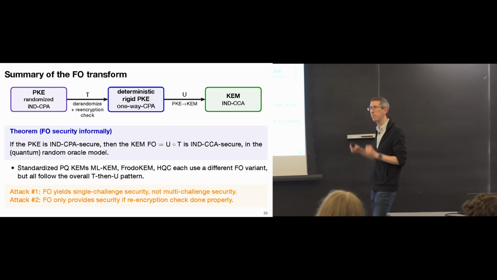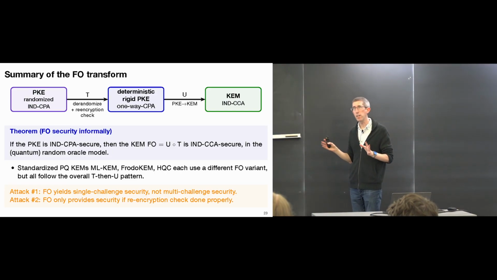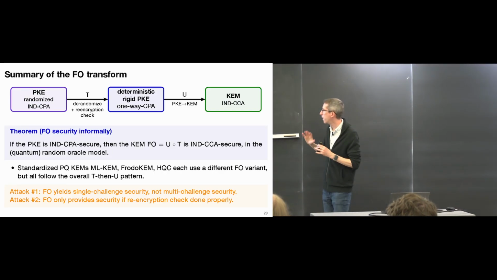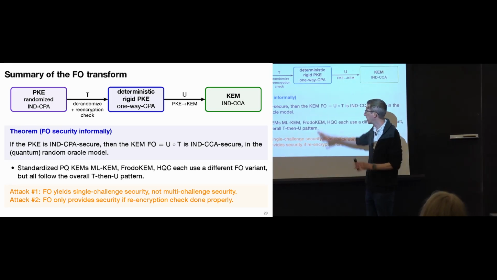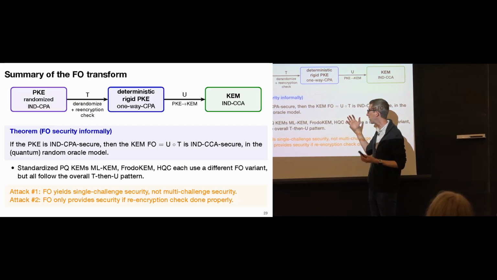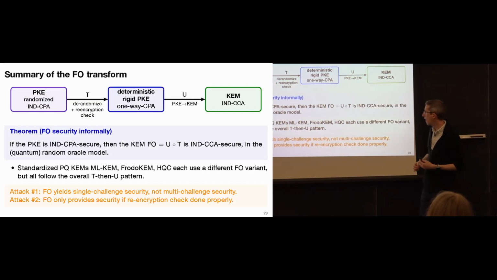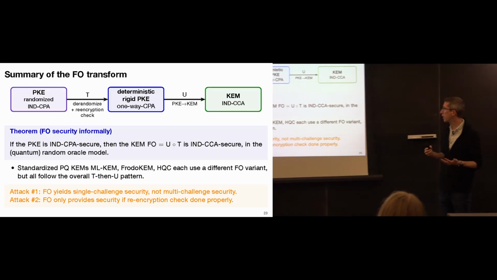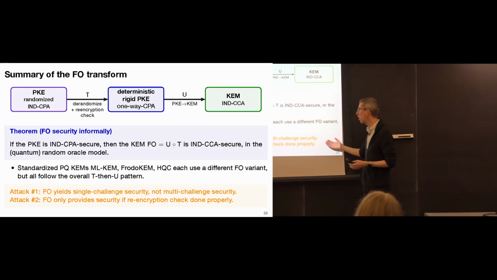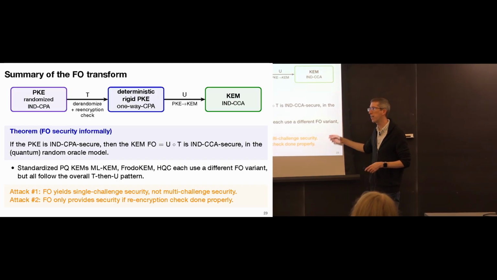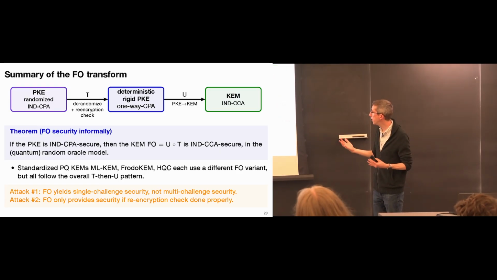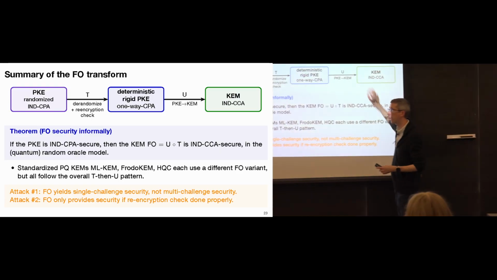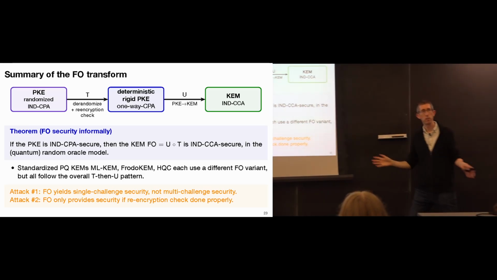Right. So putting our attacks in the context of this transform, remember the first attack was against multi-challenge security. Everything I've done so far only talks about single challenge security. The second attack took advantage of skipping this re-encryption check, and the FO transform only provides security if this re-encryption check was done properly. So what we're going to do in the rest of the talk is see two techniques to address this by changing the FO transform. All right, any questions at this point?